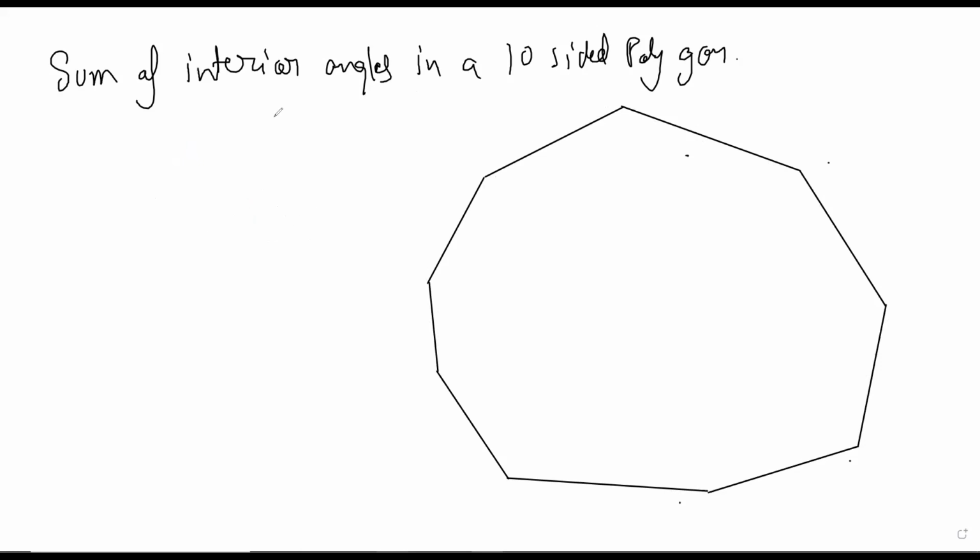So in a 10-sided polygon, the number of triangles inside it is going to be 10 minus 2, which is 8. There will be 8 triangles inside this polygon. Can you divide it into 8 triangles and show us so that it will be more concrete? Any way you can divide, it doesn't matter.